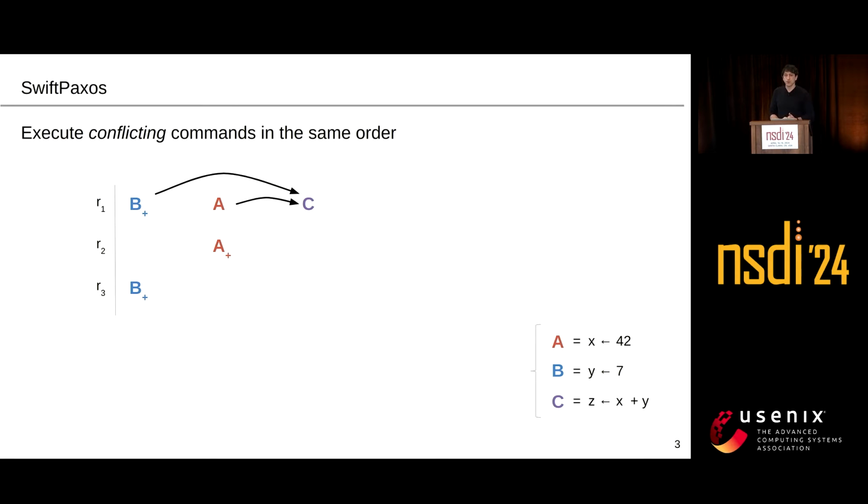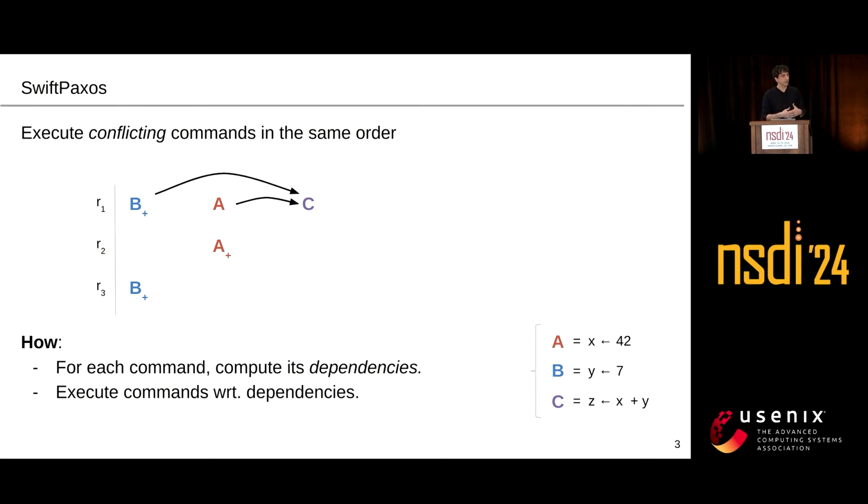In SwiftPaxos, we are taking a different road. We are ordering only the commands that are conflicting. Conflicting commands are commands that are accessing the same variable at the level of the application. So let us consider that A, B, C are accessing different variables that are defined at the bottom of the slide. Command A is accessing variable X, setting it to the value 42. Command B is accessing Y, changing its value to 7, and C is storing the sum of X and Y in variable Z.